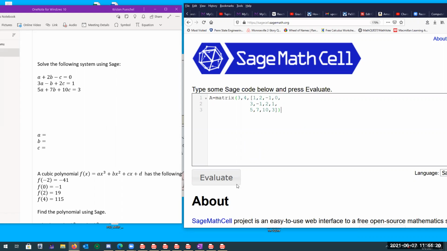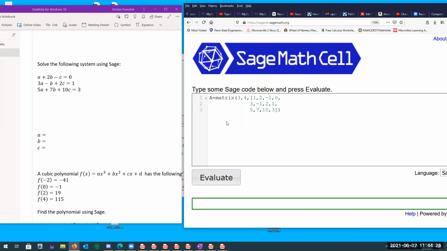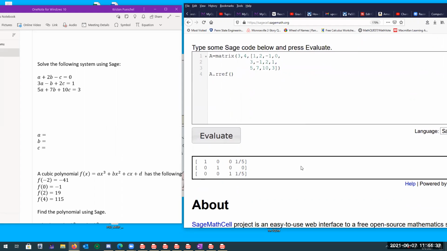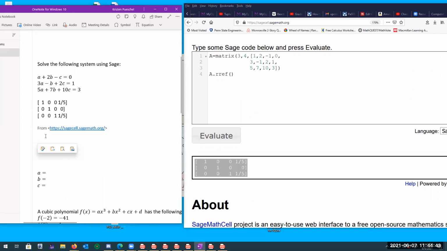Okay. When we evaluate, we're not going to see anything, but we can now ask for the reduced row echelon form. So by doing A dot reduced row echelon form and then a pair of parentheses. And we see we now have our matrix has been reduced. This is our result. We just separate this out so it's a little bit easier to see. Our final column here is the augment.